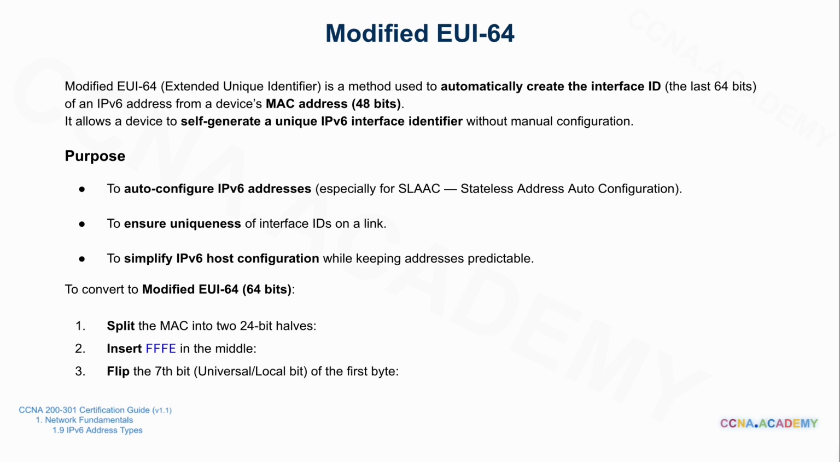Modified EUI-64 is a method that lets a device build its own interface ID automatically from its MAC address. It works by splitting the 48-bit MAC in half, inserting FFFE in the middle, and flipping the 7th bit of the first byte. This method ensures every interface ID is unique while keeping the address predictable. It's widely used for automatic configuration through SLAAC or manual prefixes with the eui-64 keyword.